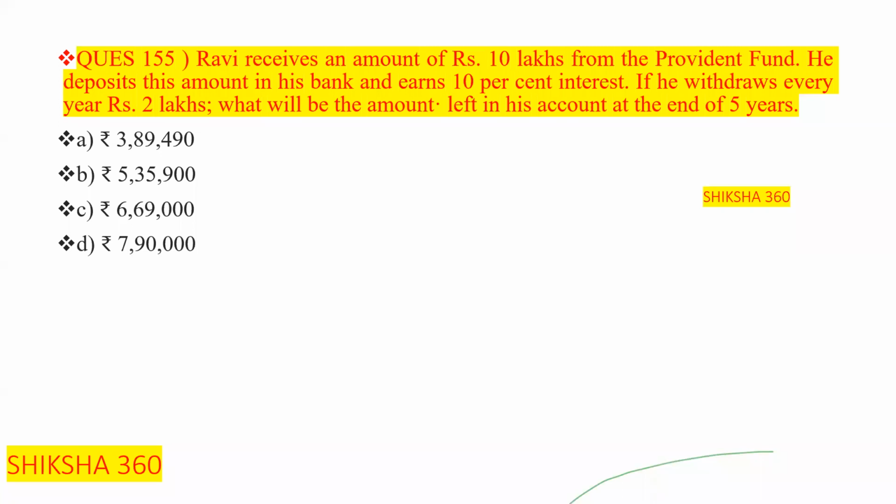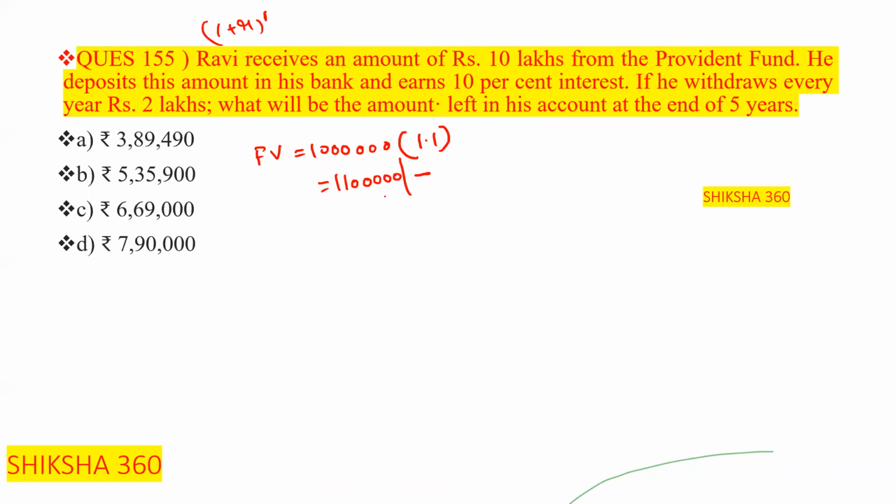Initially, when Ravi gets rupees 10 lakh, after 1 year how much does it become? The future value is equal to 10 lakh into 1.1, that is (1 plus r) power n, where n is 1. So at the end of the year it becomes 11 lakh.